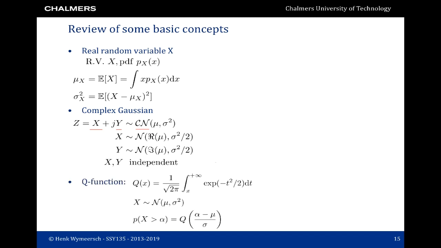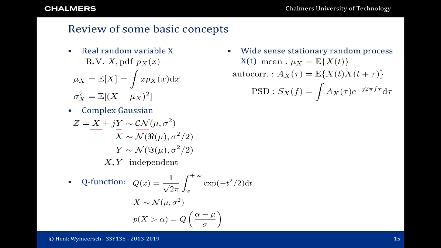With complex Gaussians, or with real Gaussians at least, we can also associate the Q function, which is the tail of the Gaussian distribution. So for instance, when x has a Gaussian distribution with mean mu and variance sigma squared, the probability that x is above some threshold is given by this Q function here. And this is very relevant for error analysis.